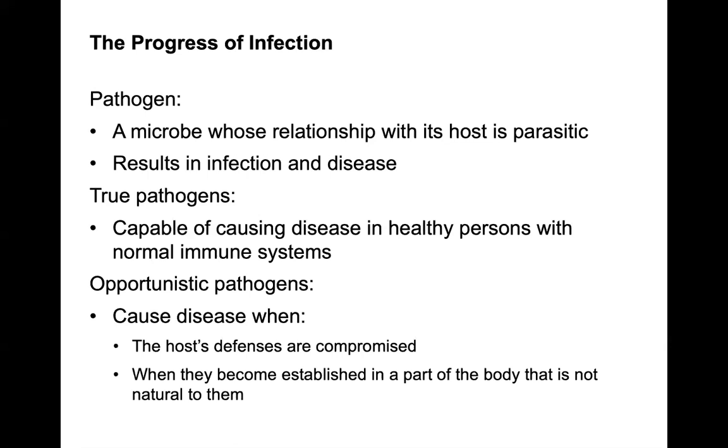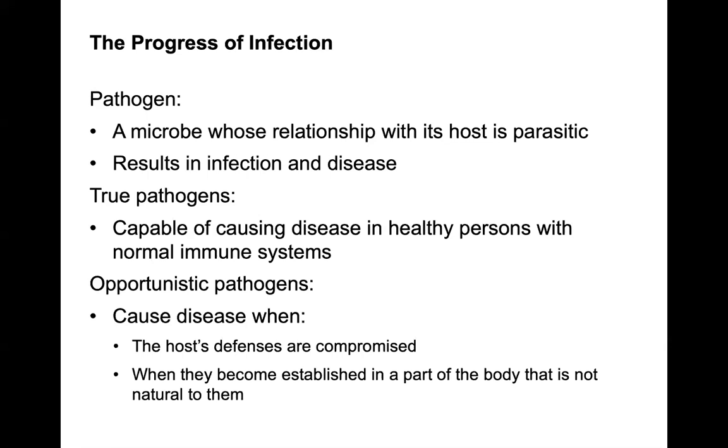Now, the progression of an infection. A pathogen is a microbe whose relationship with its host is parasitic, and this results in infection and disease. True pathogens are capable of causing disease in healthy persons with normal immune systems.